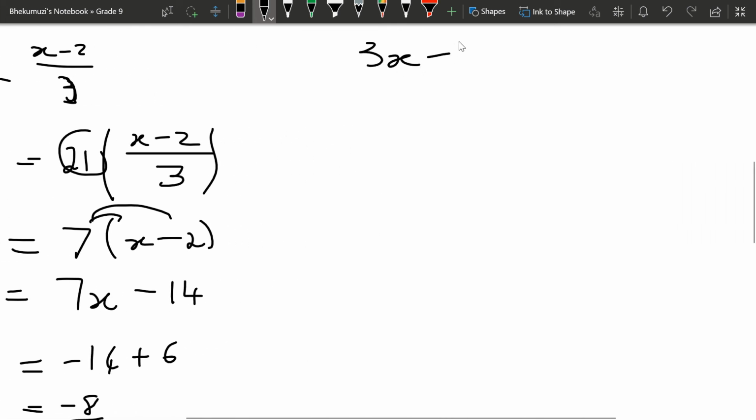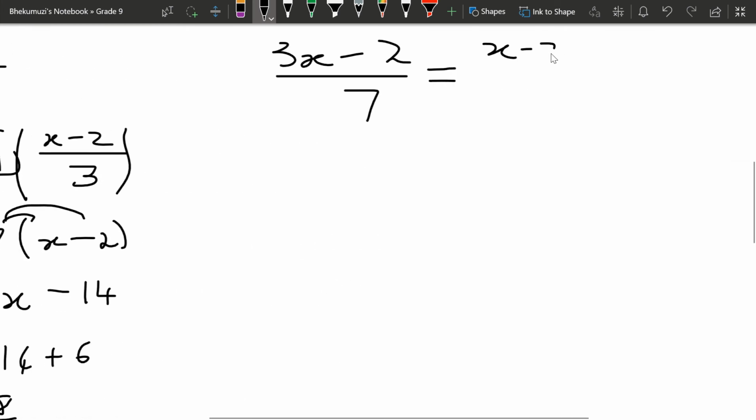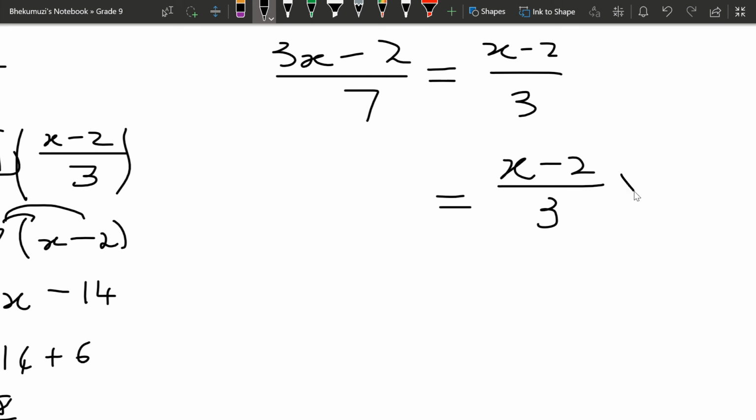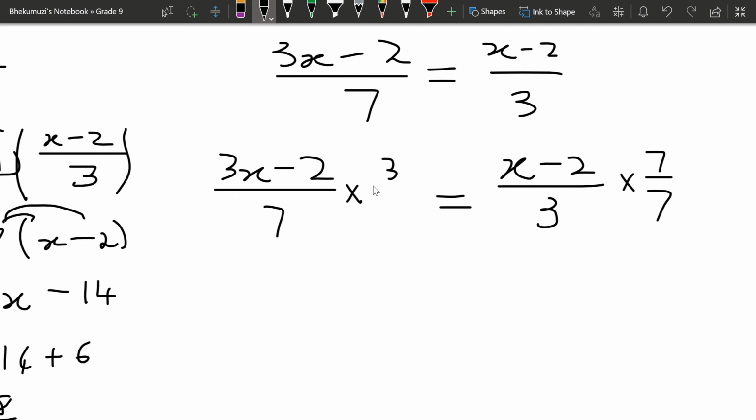So if it was the same equation, this same equation basically says x minus 2 all over 3. Now, another way you could have done this, let's say you did not know the lowest common multiple, then you could say, okay, I have 7 and I have 3. Let's make the denominators the same. So how can we make the denominators the same? I could say it's x minus 2 all over 3, and I multiply this by 7 over 7. But also on the other side, I would say it is 3x minus 2 over 7, times 3 over 3.